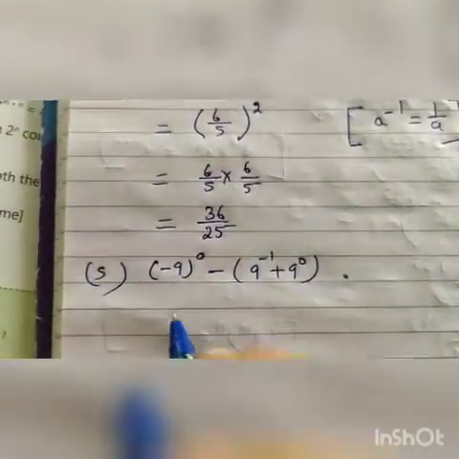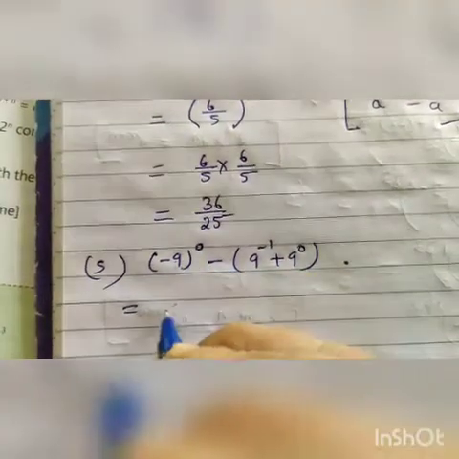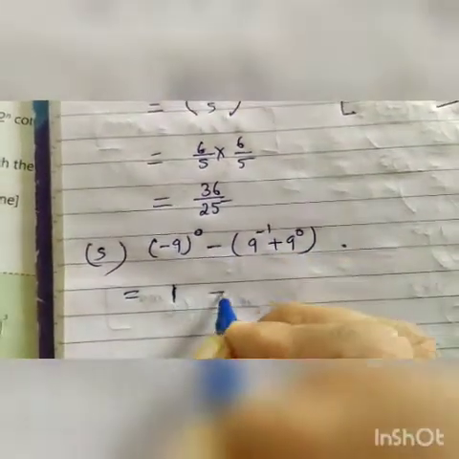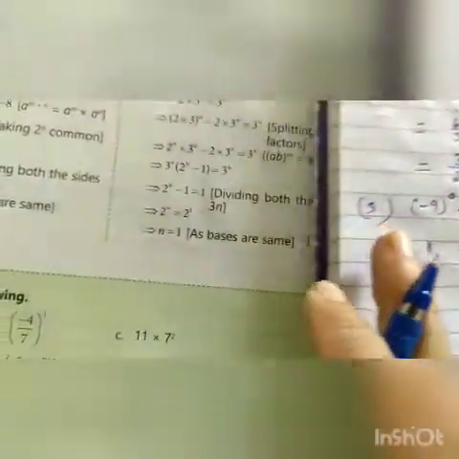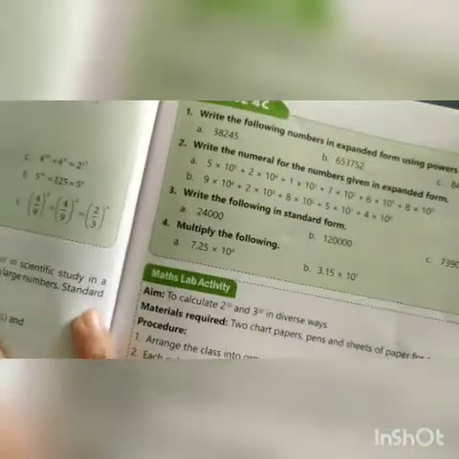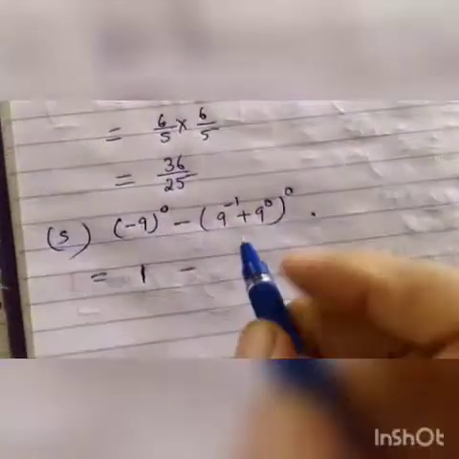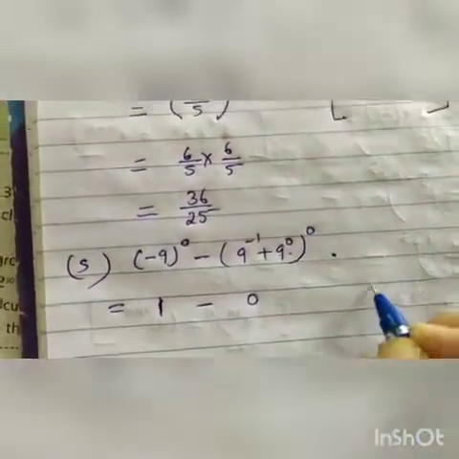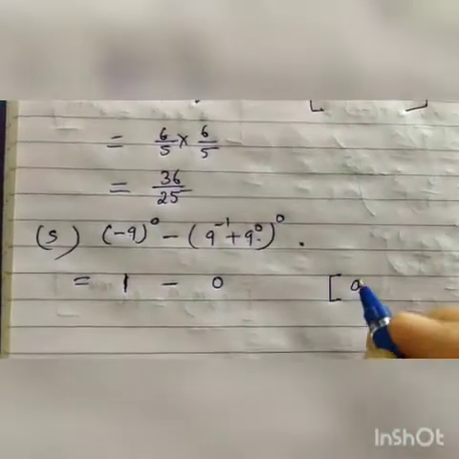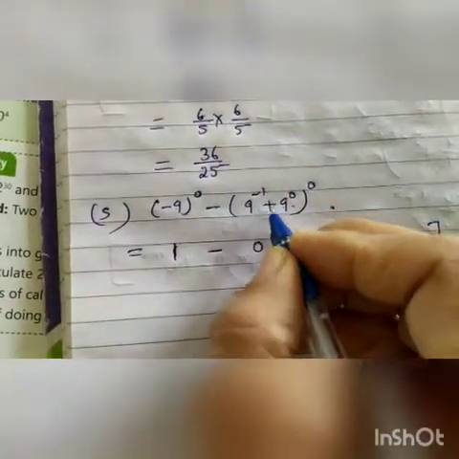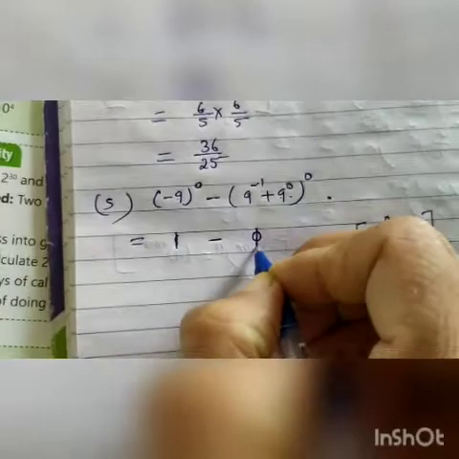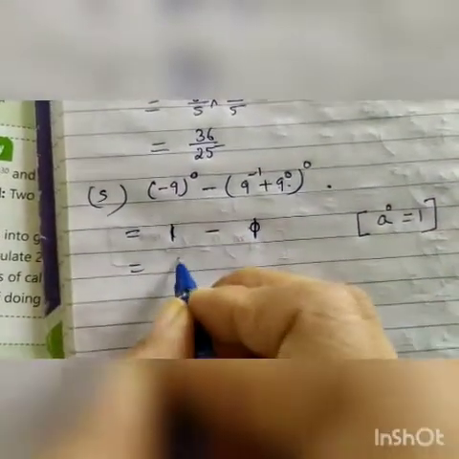In the same way, I am going to solve this question S part. Minus 9 power 0 means 1. Then this minus, 9 power minus 1, 9 power 0, whole power 0. So its value also will be 1. We have used the zero exponent law. A power 0 is equal to 1. Sorry, 9 power minus 1 plus 9 power 0 whole power 0 means 1, not 0. So 1 minus 1 is equal to 0.